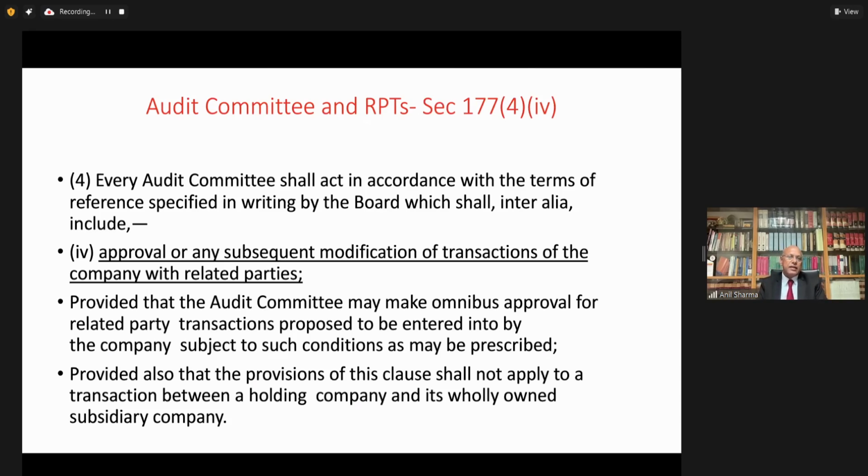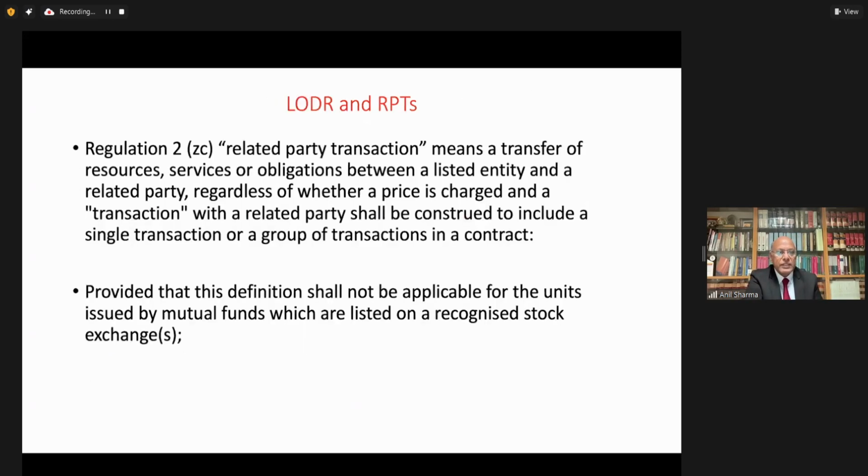So once a company has an audit committee, then the related party transaction first goes through section 177, and then only it goes to section 188. That is the most practical way of doing it. So it is the duty of the audit committee to approve, or if there is any subsequent modification, of transactions of the company with related parties, as very specifically mentioned in subsection 4, clause 4 of section 177.